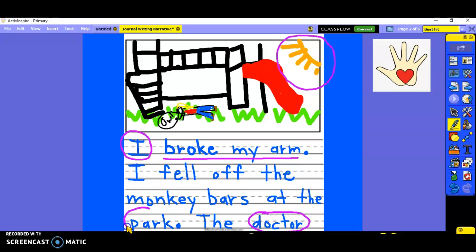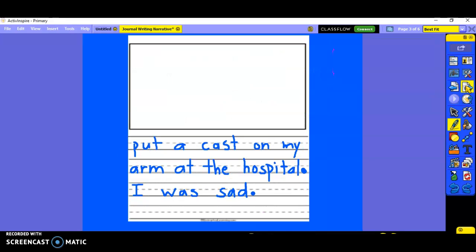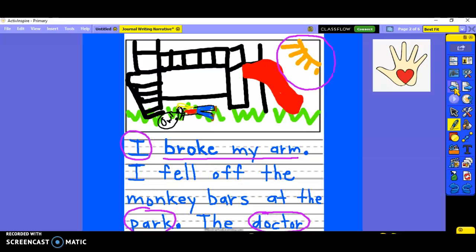Yes, at the park. Now I'm going to challenge you because this story actually had two settings. The main setting was the park. That's where my what happened. That's where my arm was broken. But I also had another setting. That's right, the hospital. I had to go to the hospital to get my cast. And then the how.